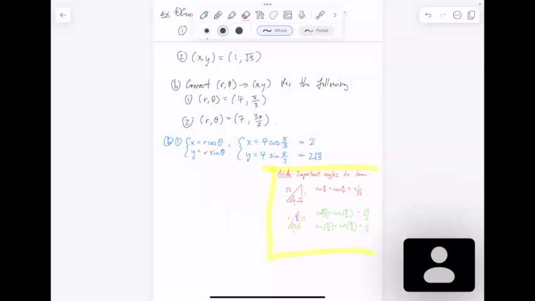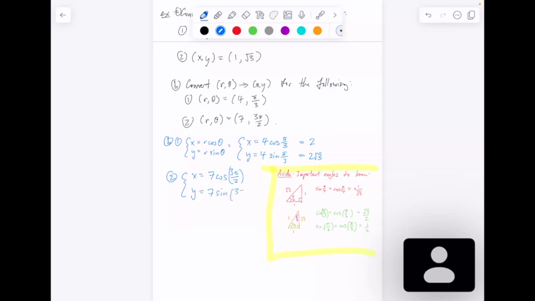So maybe I'll draw a diagram here. Well, I won't draw the diagram. You could imagine, maybe you could plot this yourself if you want to see where the point is. But this is basically pretty formulaic, okay? So for the second one, x is 7 times the cosine of 3π/2, and y is 7 times the sine of 3π/2. Now, does someone want to simplify this for me? What are x and y?